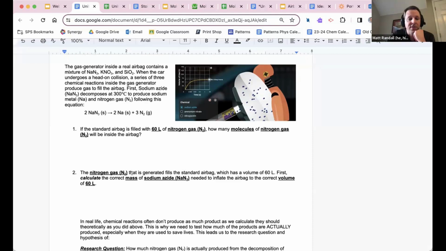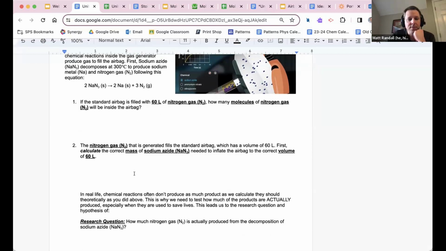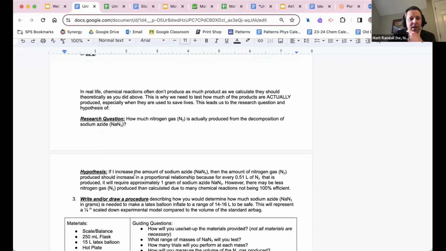Yeah, and then this is going from that amount of molecules to mass. Am I saying that right? Yeah, perfect. Good.